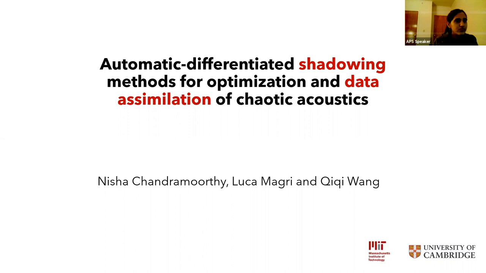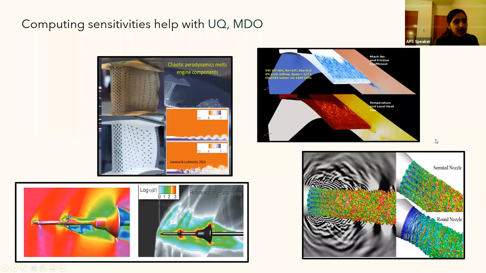shadowing-based methods, into which automatic differentiation can be incorporated, and we'll also be discussing downstream applications of the computed sensitivities for parameter selection problems and data assimilation. Our focus will be on a reduced order model that is popular in thermoacoustics. However, the algorithms themselves are more general and they can be used in a variety of chaotic systems.